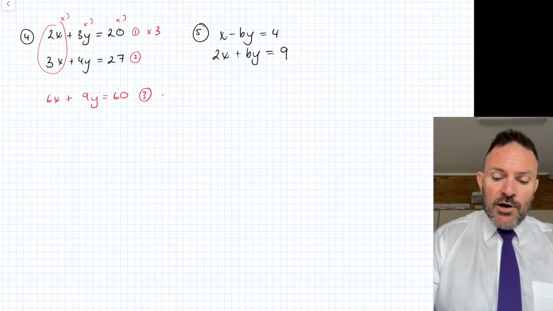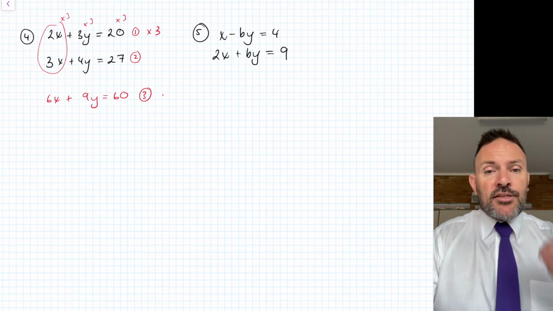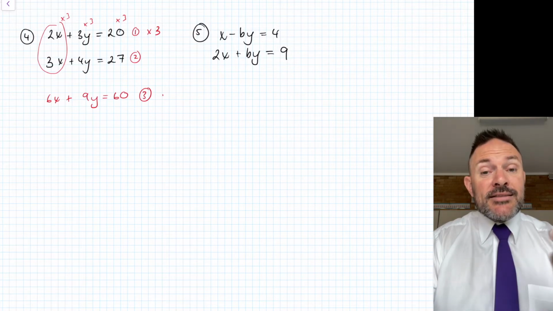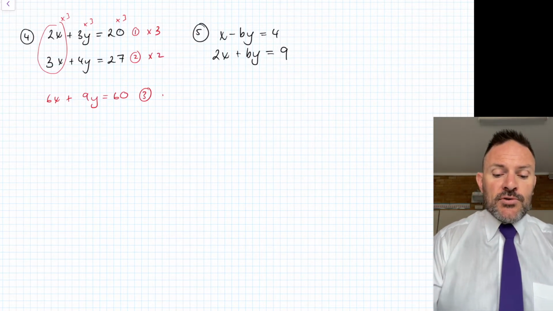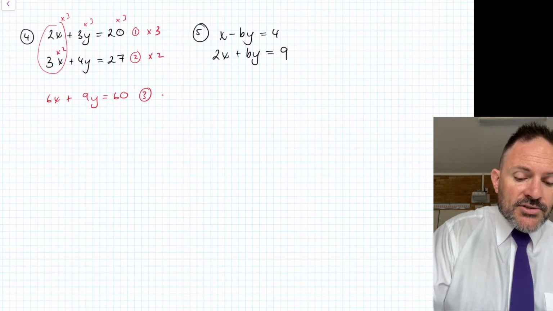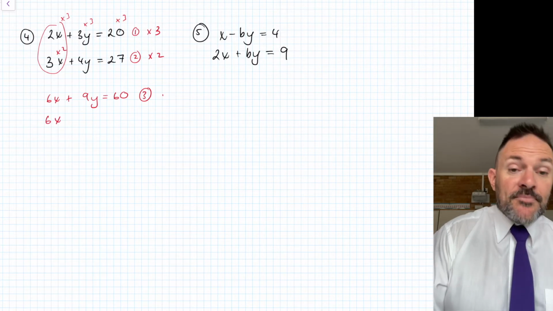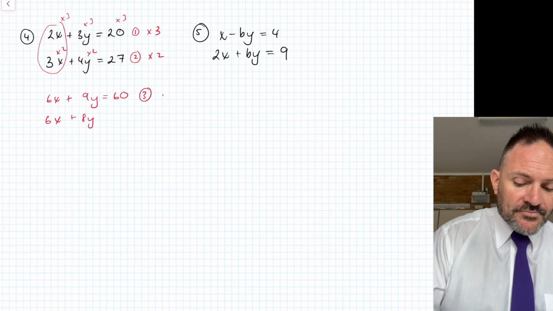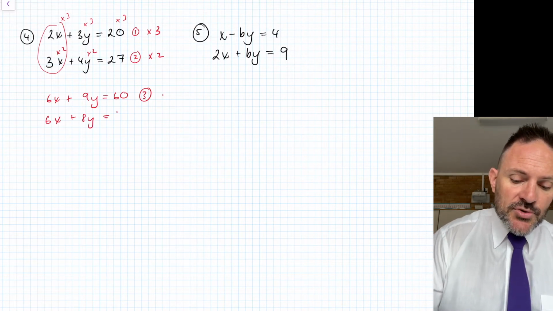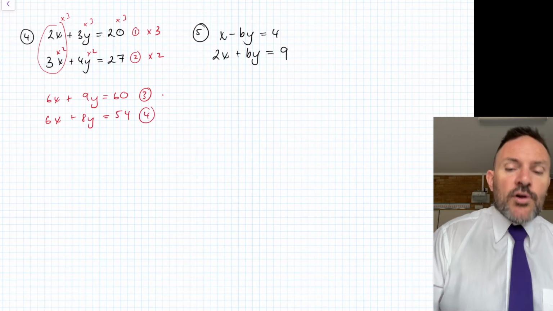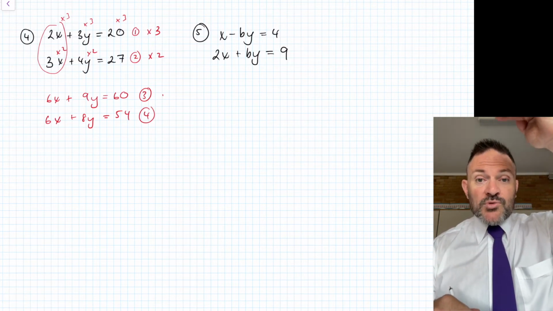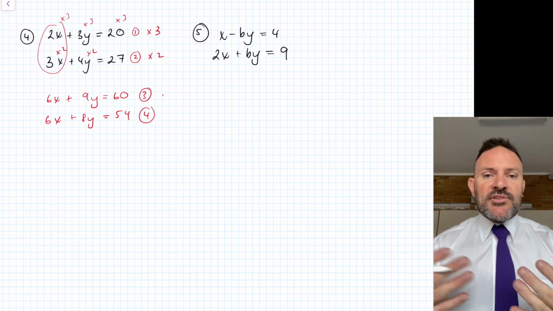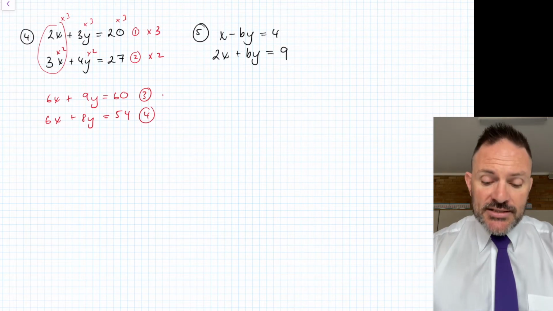Likewise, for the bottom equation, I'm going to times the whole bottom by 2. So 3x times 2 is 6x. They're the same. 4 times 2 is 8y. And 27 times 2 is 54. I'm going to call that equation 4. You don't really need to write equation 1, 2, 3, 4. I just do that when I'm teaching it because sometimes it's a little bit easier to understand.